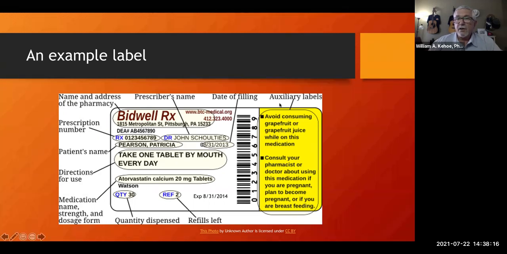Last thing about this label on the right side is what I was telling you, we call those auxiliary labels. They can be different colors. They can look different than this, but see, there's information there. For atorvastatin, we prefer that people not eat grapefruit or drink grapefruit juice, because it can affect the levels of this drug in the body. And also, this drug can be an issue for women who are pregnant. So they tell you basically, if you're pregnant, make sure your physician knows about it so they can take proper precautions. So that's how a label looks, and you can get, as you can see, a lot of information off of that.